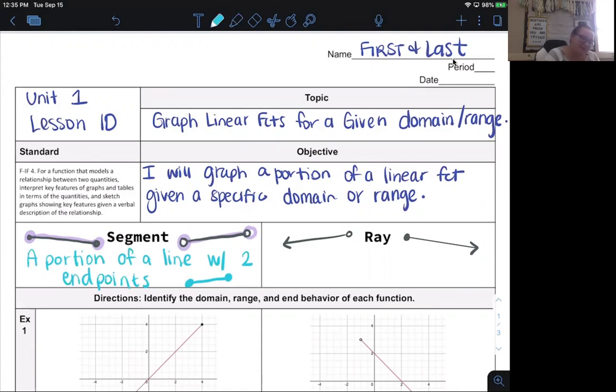So a ray is a portion of a line with one endpoint, and then it extends forever in the opposite direction of that endpoint, or in a different direction. So a ray is a portion of a line with one endpoint and one never-ending side.